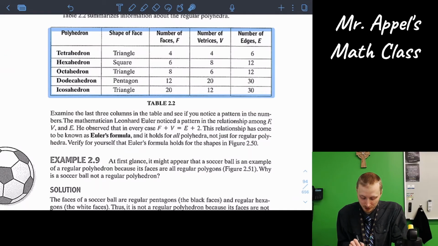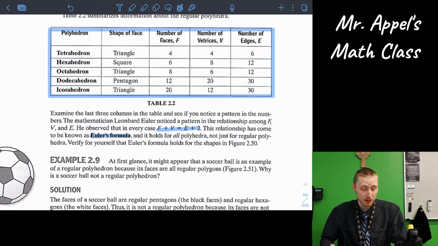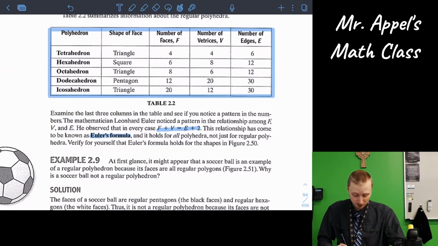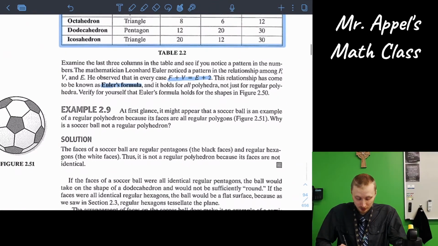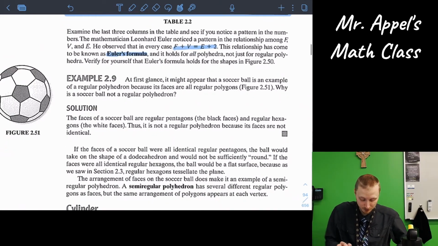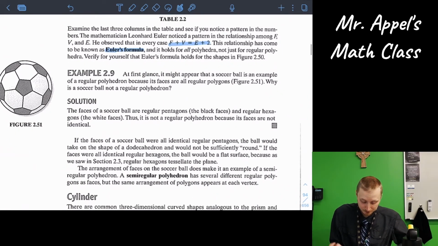You can verify yourself that Euler's formula holds for the shapes in figure 250. I'm almost certain there will be an exercise in this section asking you to verify the formula for other polyhedrons. Here's another example of a polyhedron. You could check the Euler formula of this one if you wanted.